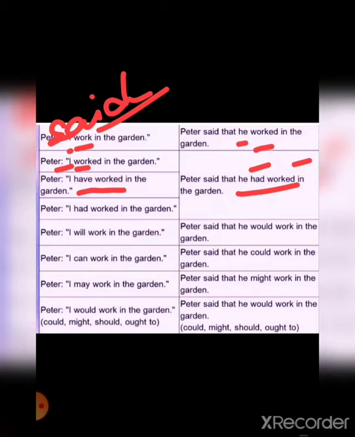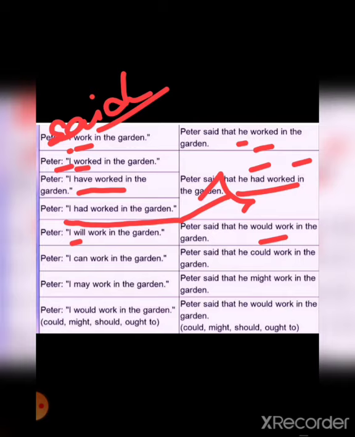Okay. And if the sentence is written as Peter said, I had walked in the garden, here also the sentence will not change. Why? Because if the sentence is written in past perfect tense, then no tense will change in indirect speech. It will remain the same. Next, Peter said, I will walk in the garden. Will becomes would. So Peter said that he would walk in the garden.